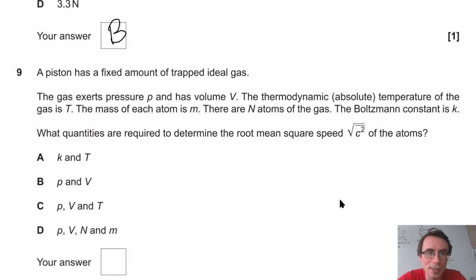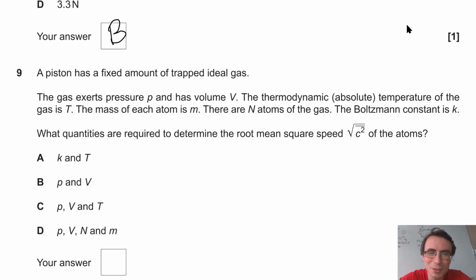Question 9. A piston has a fixed amount of trapped ideal gas. The gas exerts pressure P and has volume V. The thermodynamic temperature is T, the mass is M, there are N atoms, and we're given the Boltzmann constant. What quantities are required to determine the root mean square speed of the atoms?